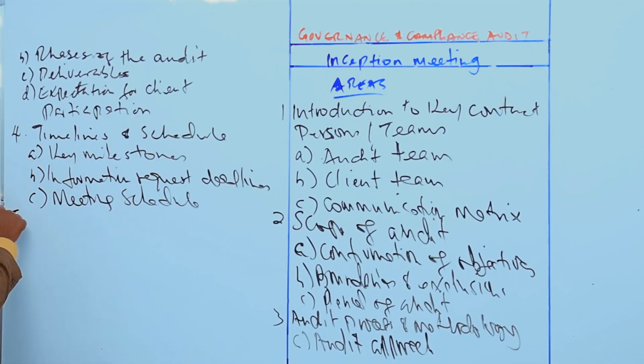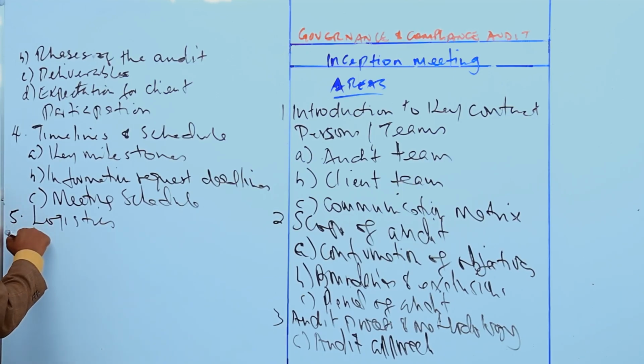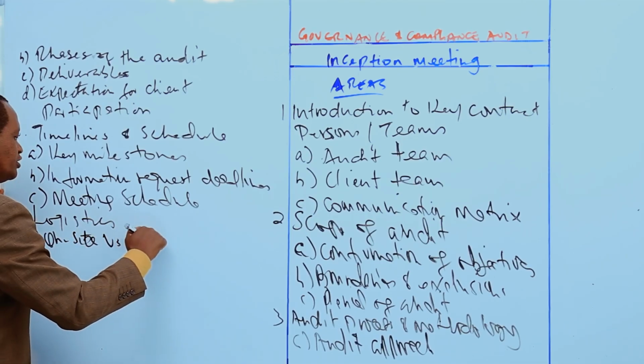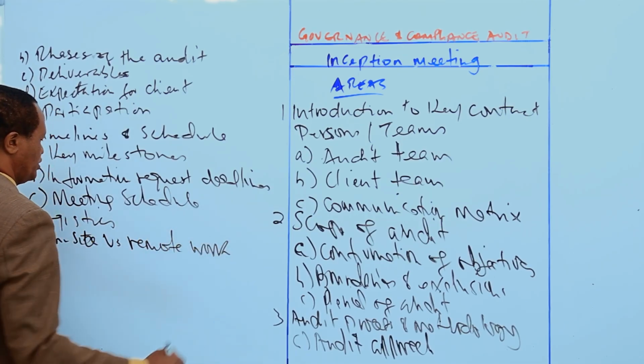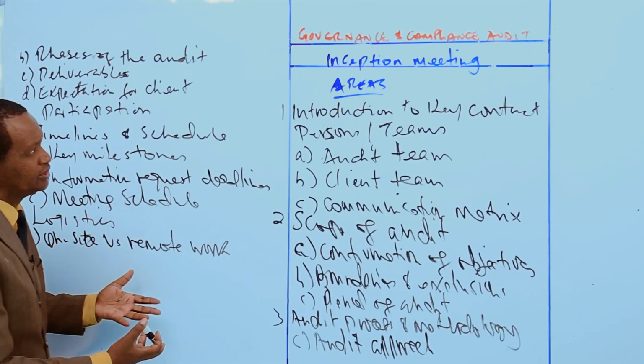Number 5 is logistics. Logistics must be discussed in this meeting. We may have, for example, on-site versus remote work. Will the audit be done on-site or will the work be done remotely? Clarify whether the audit will be conducted primarily on-site or remotely or a hybrid approach. That has to be discussed within the inception meeting.